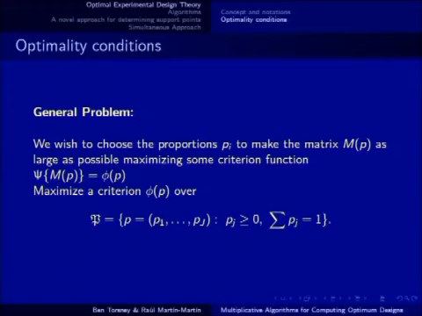Okay, here is a general problem for which a design problem would be a particular case, and that is to maximize some criterion with respect to a set of variables which need to be weights, non-negative and sum to 1.